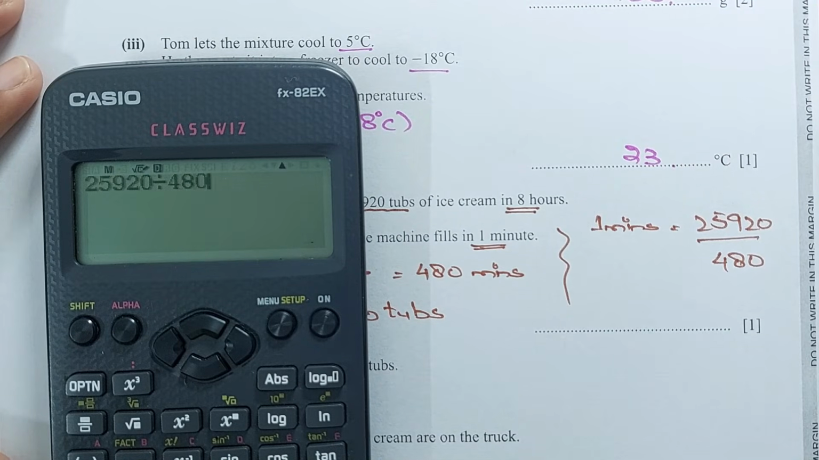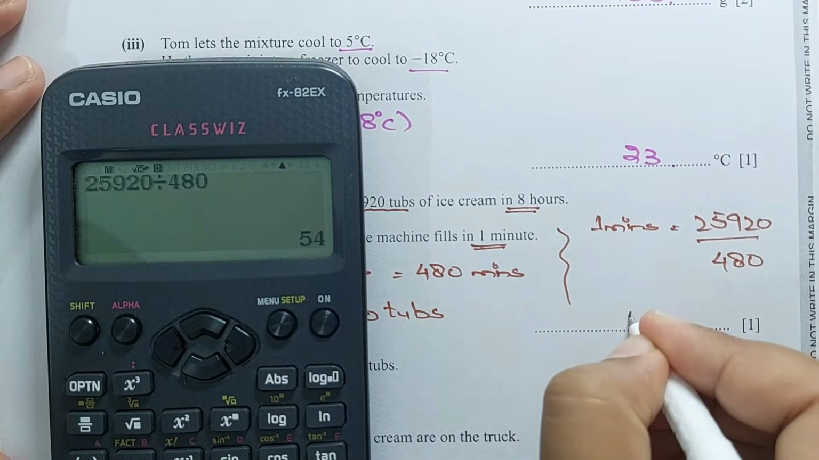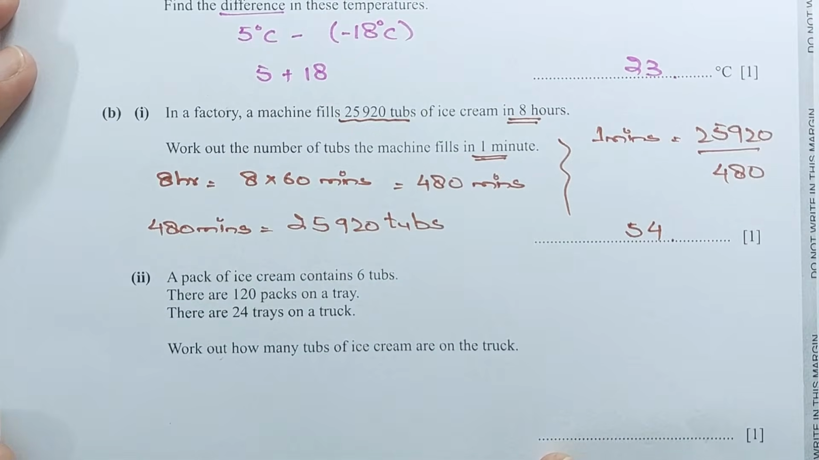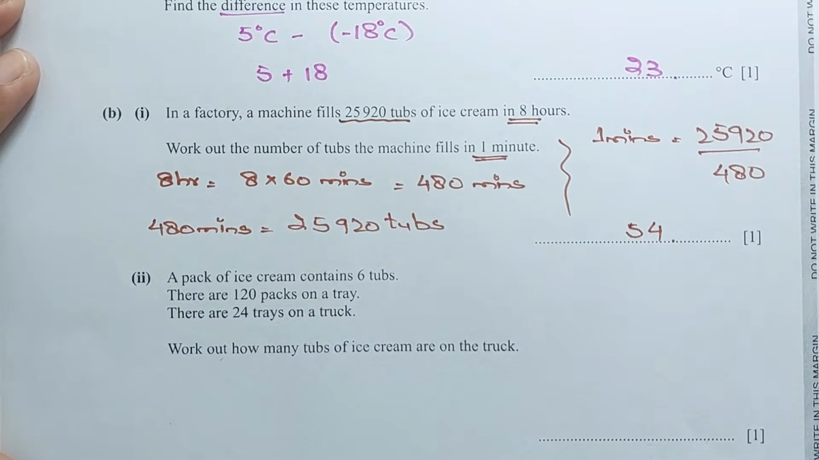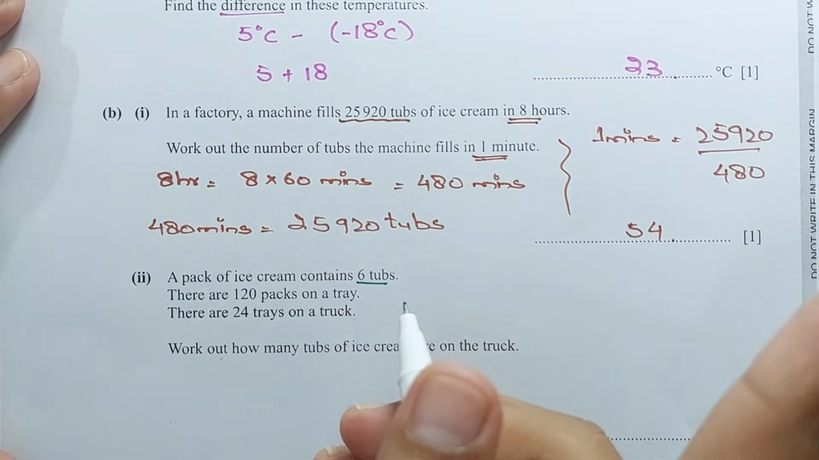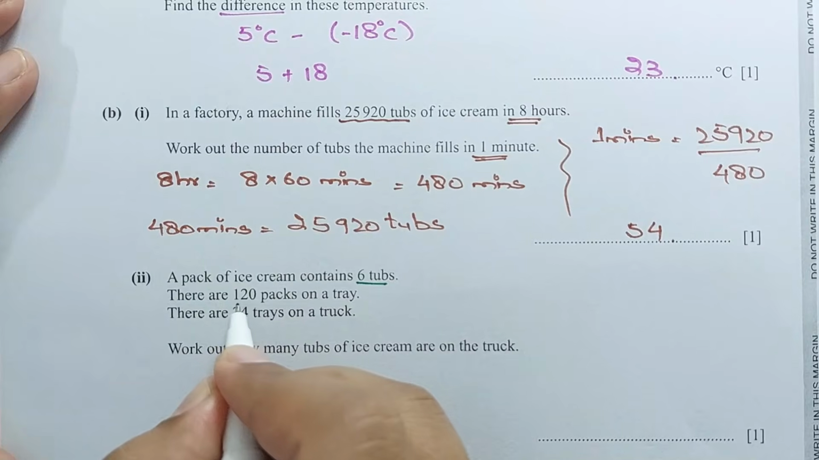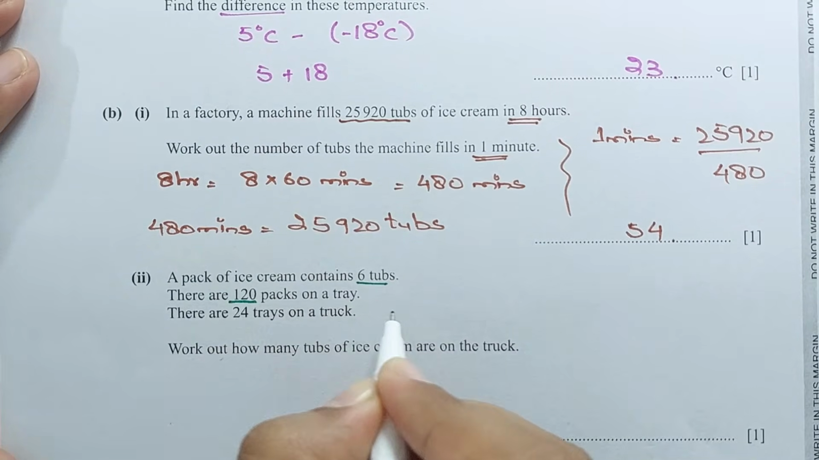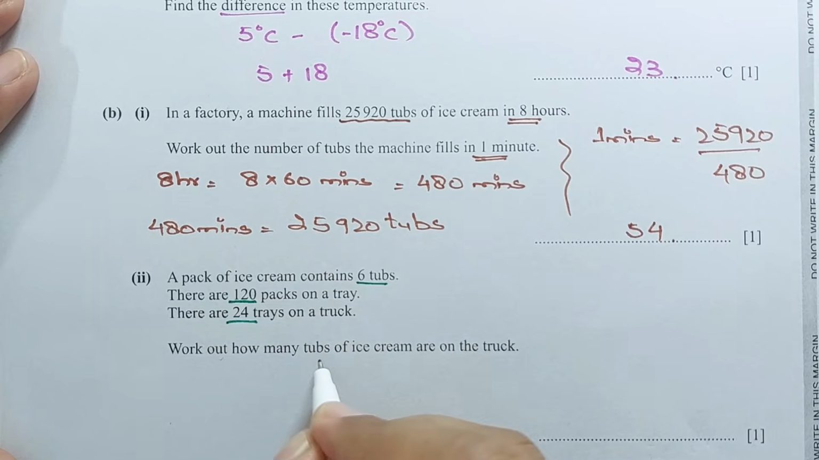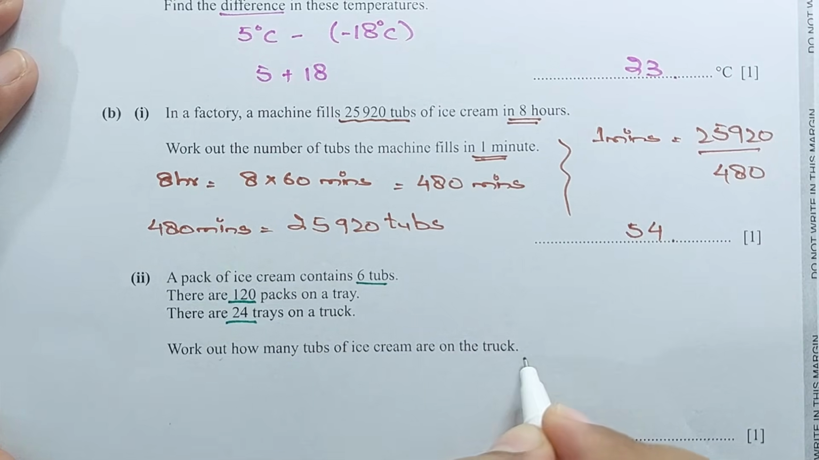25920 divides 480. 54 tubs in 1 minute. Now for the second part of B, a pack of ice cream contains 6 tubs. One pack of ice cream has 6 tubs. There are 120 packs in a tray. There are 24 trays on a truck. Work out how many tubs of ice cream are on the truck.